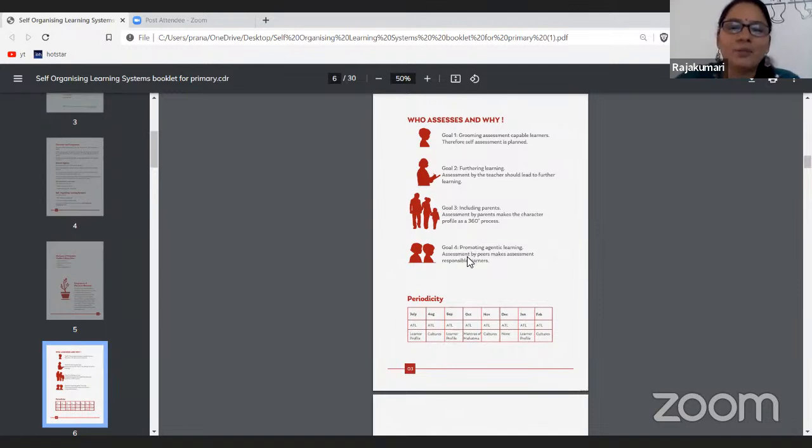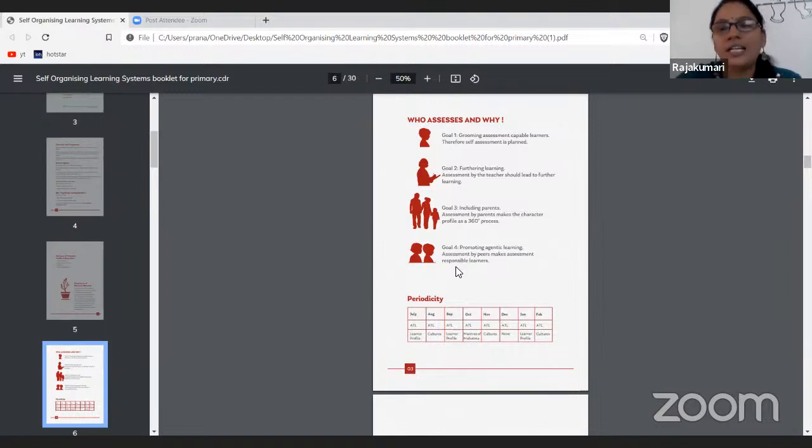Goal 4 is promoting agentic learning. What is this agentic learning? Agentic learning is the child owning the learning completely. The child has a voice, choice, and also ownership towards the learning. Assessment by peers makes assessment responsible learners. You all might think, peer assessment, what is it? Your friend will be given this character profile to assess you based on the learner profile or the ATLs.